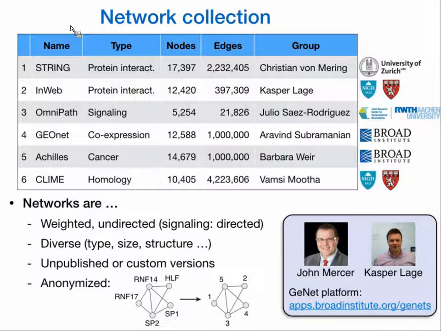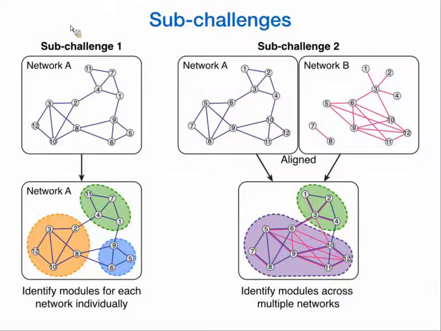They are all unpublished or custom versions. For example, from String, we removed all the literature-mined interactions. So basically they're not publicly available in the form in which they were included in the challenge. This allowed us to anonymize the networks, removing the gene labels and just numbering the nodes. The participants got the networks only in this anonymized form, so they could not use any additional data. They just had to look at the network topology, the network structure, and derive modules based only on topology information.